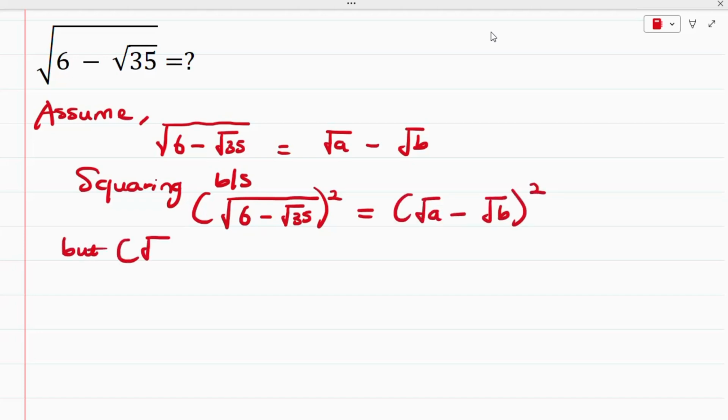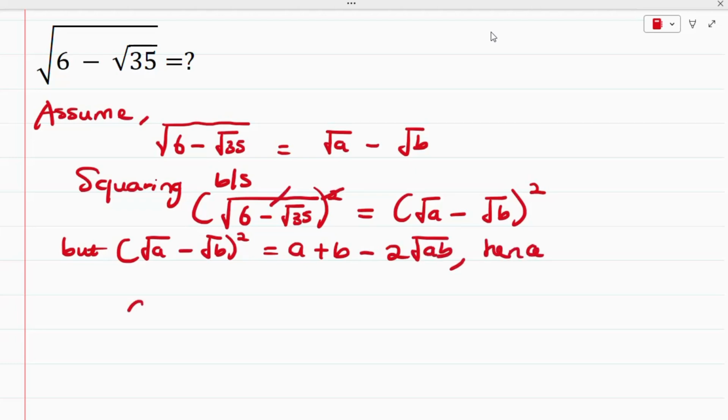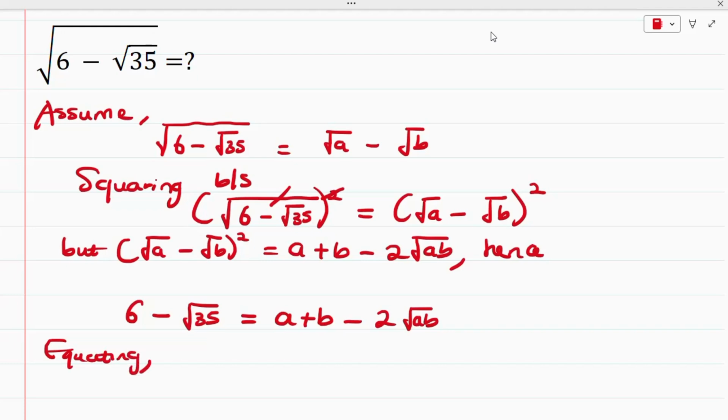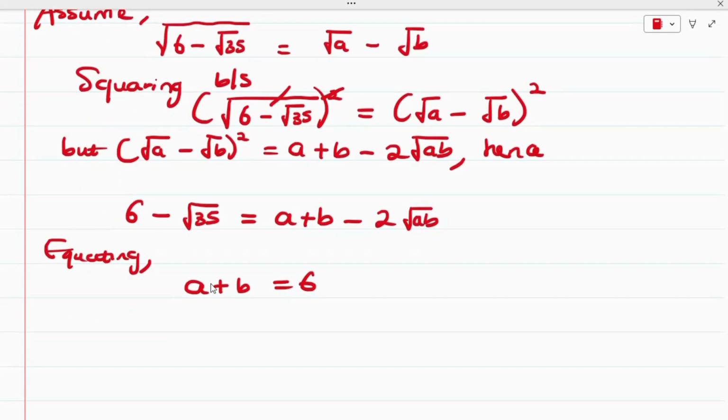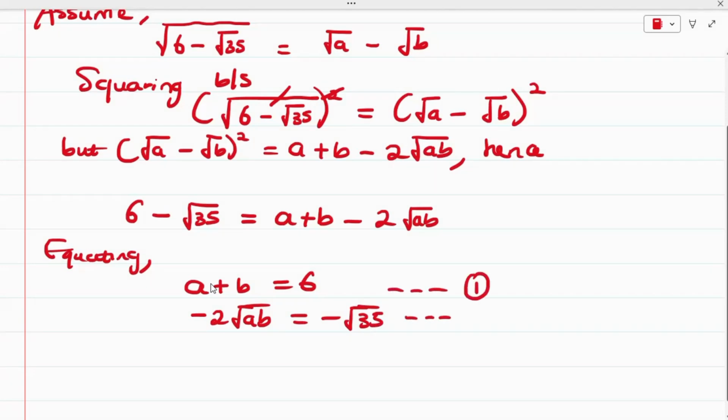But the square root of a minus the square root of b all squared is equal to a plus b minus 2 times the root of ab. So hence, we cancel out the roots, and we have 6 minus the root of 35 is equal to a plus b minus 2 root ab. Alright, so at this point we want to simply equate the rational and the irrational part. So equating the rational and the irrational part, we have a plus b is equal to 6, and we have minus 2 times the root of ab is equal to minus the root of 35. We are going to call this equation 1 and this equation 2.